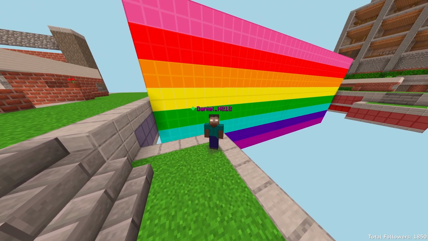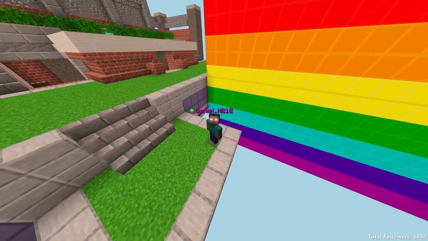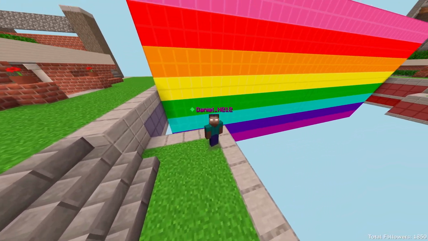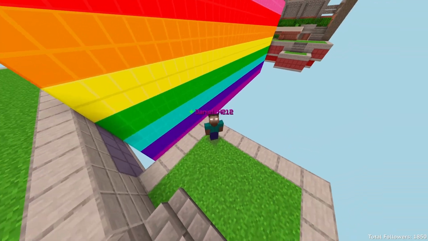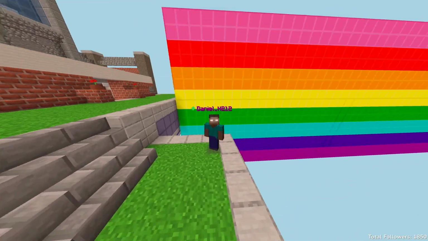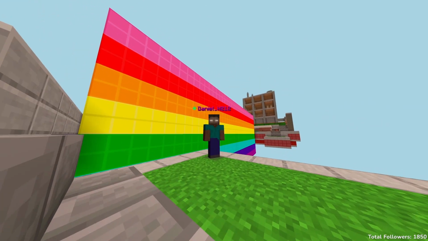But yeah, and then in 2018, a progressive pride flag was made, which moved the black and brown stripes to an arrow on the left and added the colors of the trans flag as well to be more inclusive of the entire gender and sexuality spectrum. But that one's kind of difficult to make a bridge overlay out of, so I kind of gave up there.